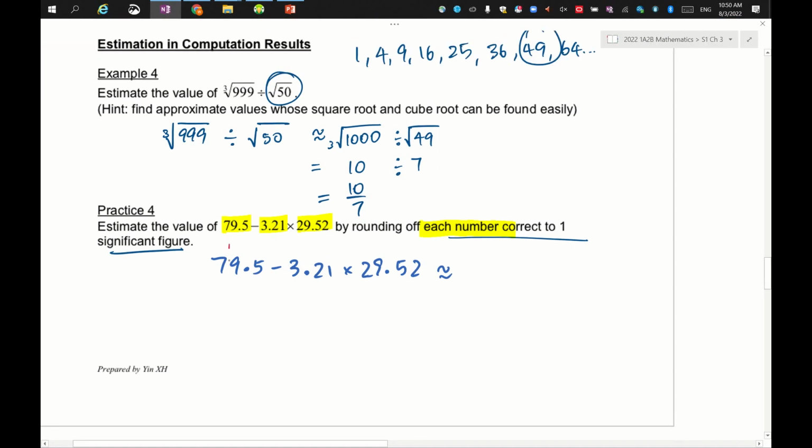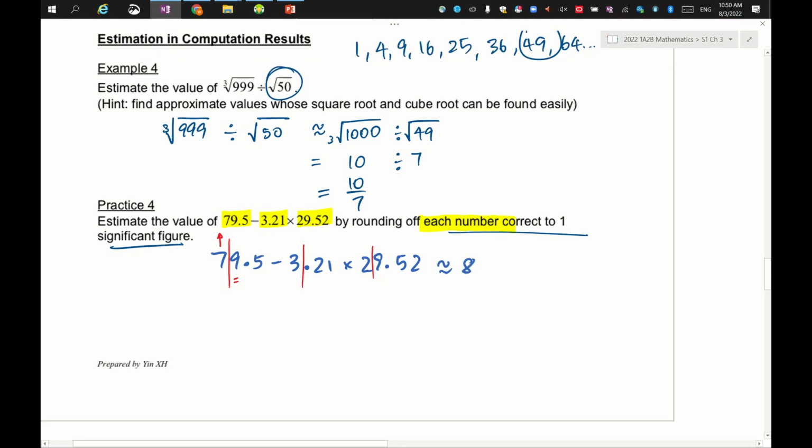We draw a line over here. Draw a line after your 1 SF and look at the decider. Now in this case, the decider, it is 9. It is a big number. So we expect the 7 to increase to become 8. So this is approximately 80 minus 3 times 30.